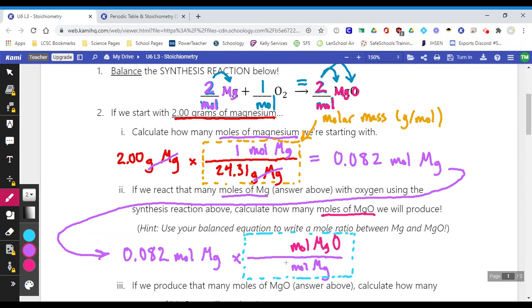So 2 moles of Mg are equivalent to 2 moles of MgO in this reaction. Okay, I didn't have to come up with any new numbers. I just stole them right from the equation I already balanced. Okay, so if we multiply by the top and divide by the bottom, our moles of Mg is going away. We're going to be left with moles of MgO. I take 0.082 times 2 divided by 2. What I get is 0.082 moles of MgO, which is going to seem wrong.